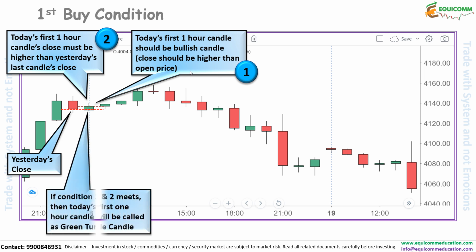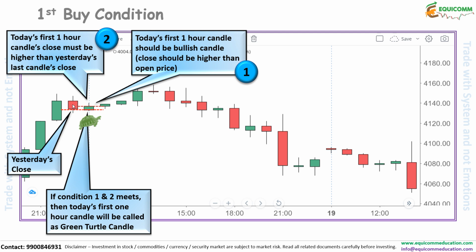When these two conditions are met, then our turtle comes into the picture. Today's first 1 hour candle is called the green turtle candle. Hope you have got clarity. Remember this definition. This is very important. Sometimes people might make a mistake.